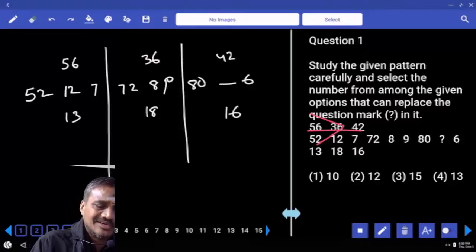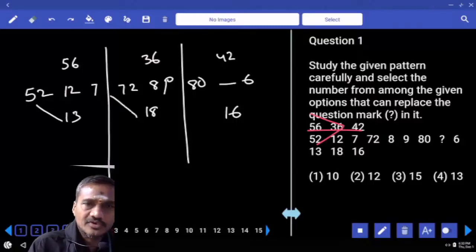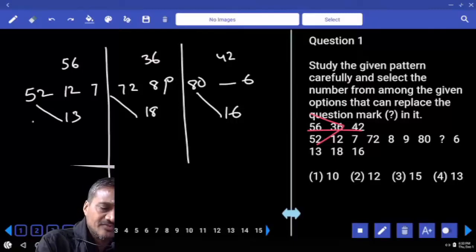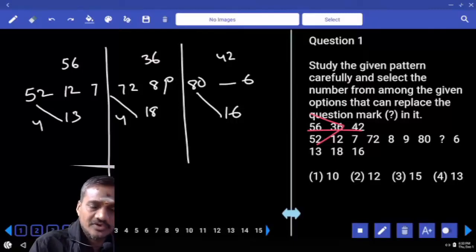Then what is the relation between these two? 13 into 4, 18 into 4, another, and 16 into 5. And next one, here 4 came. How much came here? 4 came.